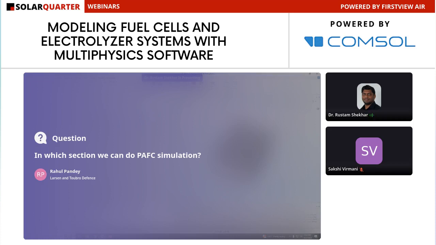Okay, the next question: in which section do we do the alkaline fuel cell simulation? If you specify the alkaline kind of fuel cells, and you want to ask what level of detail we can go to, we can start with electrode level models that can be extended to stack level models, even for the alkaline fuel cells. In the COMSOL GUI itself you can choose which interface you want to use, and similar to the PEM fuel cell, you can work on the alkaline fuel cells as well.